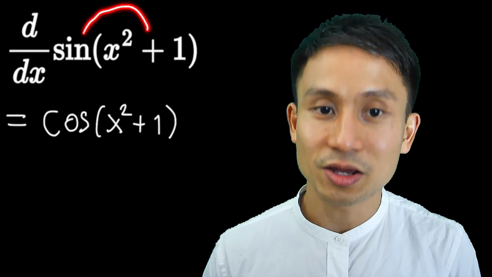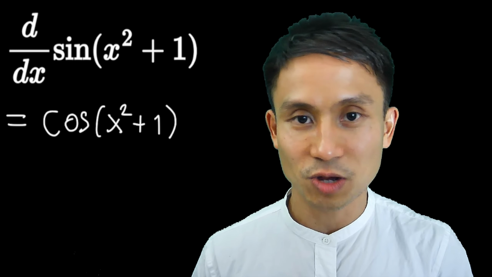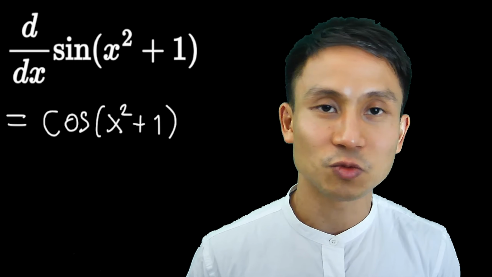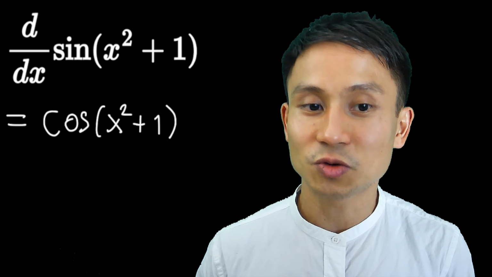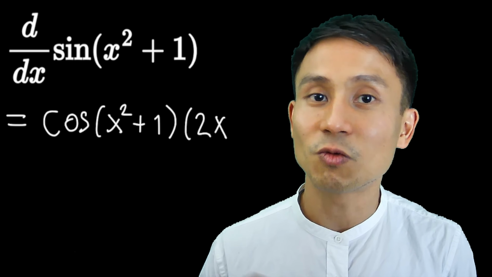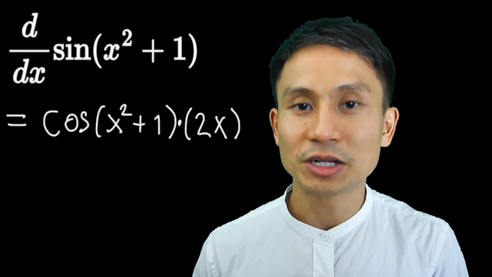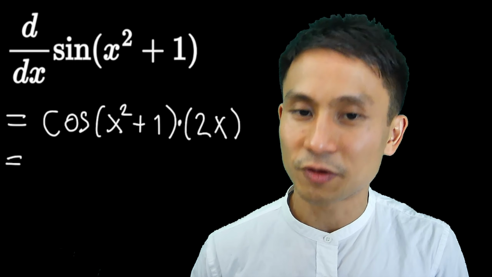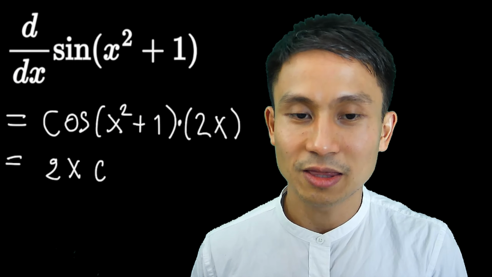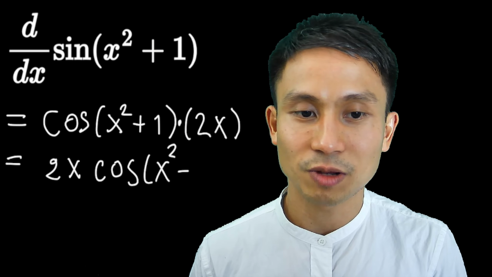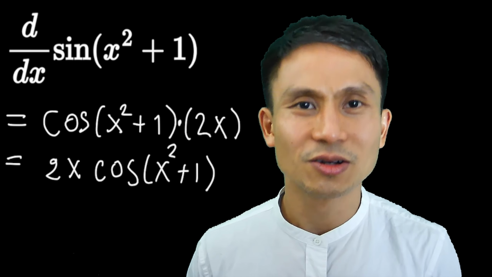We go one layer inside, we see x squared plus 1. So differentiating x squared plus 1 is just a normal power rule differentiation. Differentiating x squared, we get 2x. Differentiating 1, we get 0, so I don't need to write it. Conventionally, to avoid confusion, we should put the 2x in front because it is not part of the angle. And then write cos of x squared plus 1 like this. And that's still okay, right?